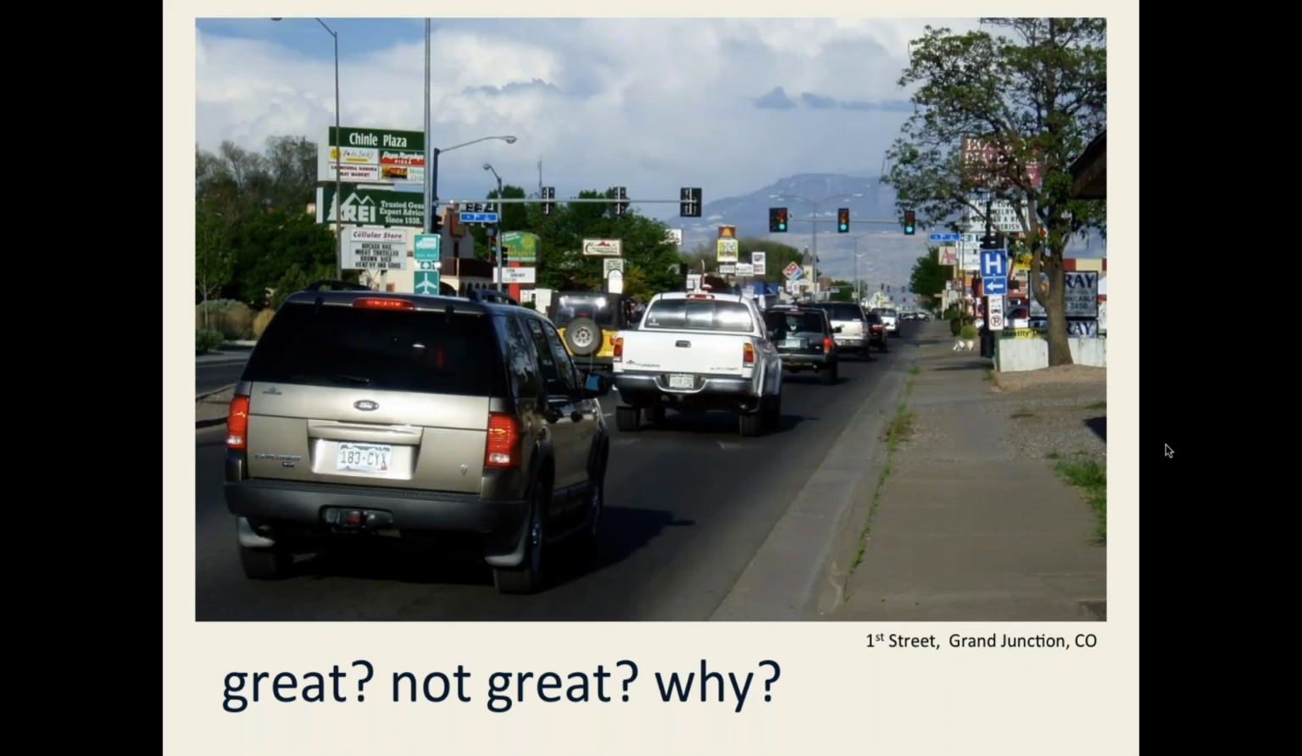And to take that sort of concept further, this is First Street in Grand Junction. Clearly, this is not a street for you. This is a street for cars and trucks. Now, to be fair, this is in their downtown, but it is also I-70, the alternative business route for I-70. So it's intended functionally to carry a lot of cars.